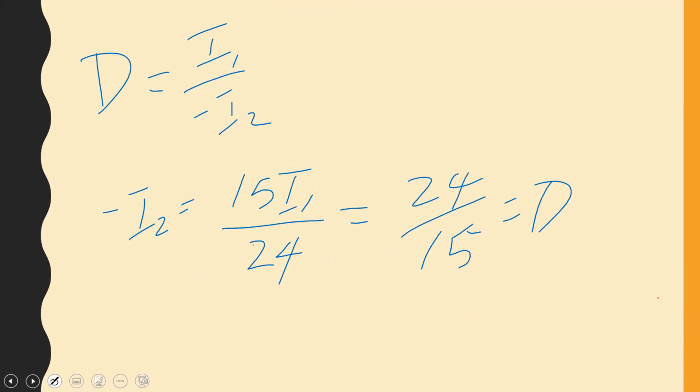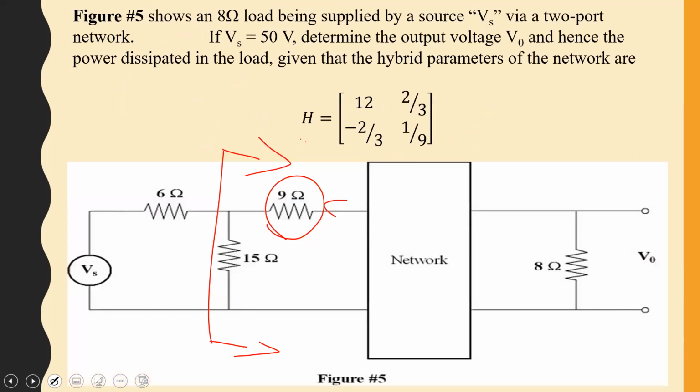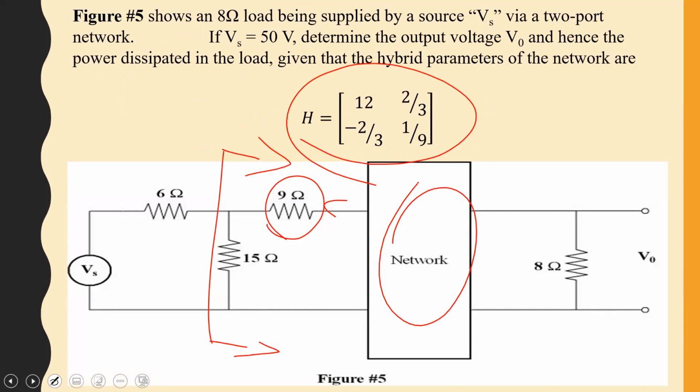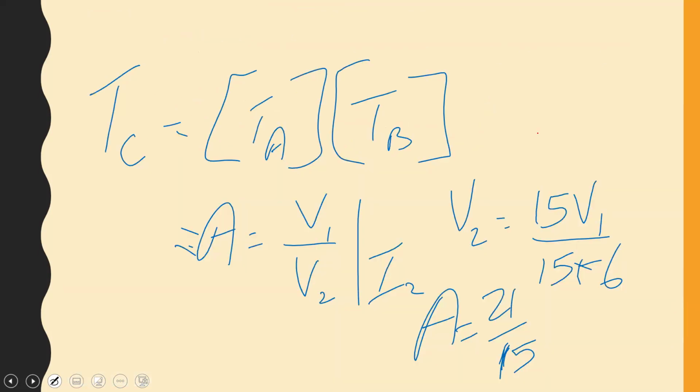All right. So D is equal to that. So you have the hybrid parameters for this network. So you convert that, all right? So you have your T network. You find your overall T.